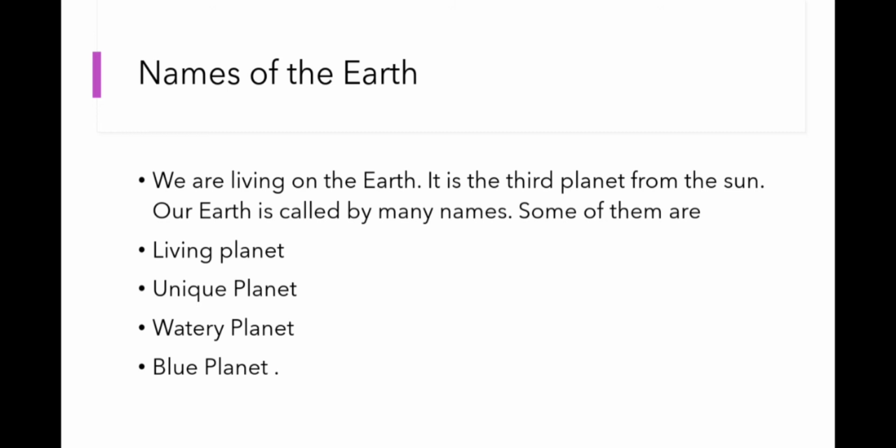Some of them are: living planet, because animals and human beings can survive. It is a unique planet because life is possible here only. Watery planet, because most of the part has water. The earth has more water and less land. And blue planet, because water is there. It is called the blue planet.